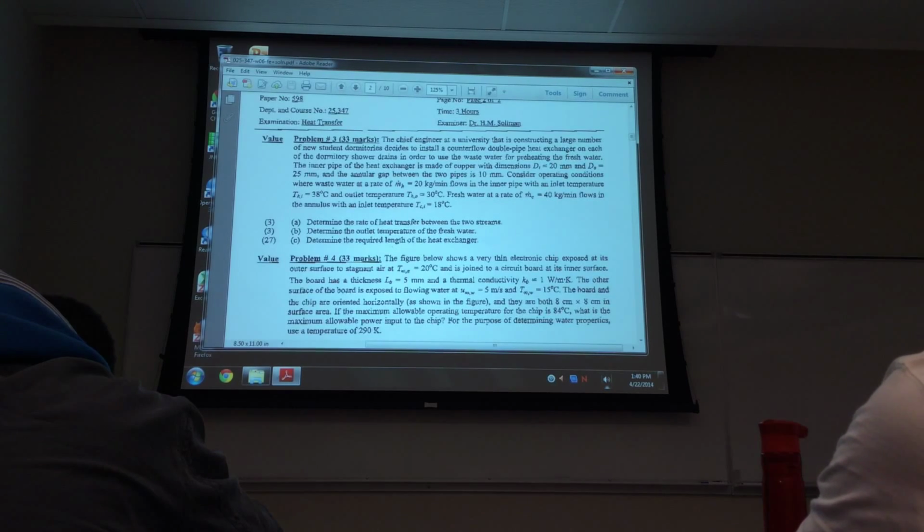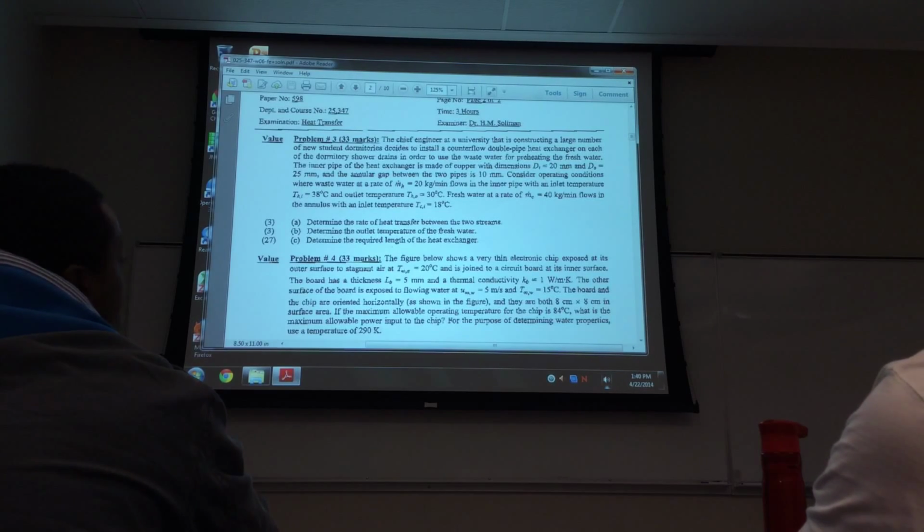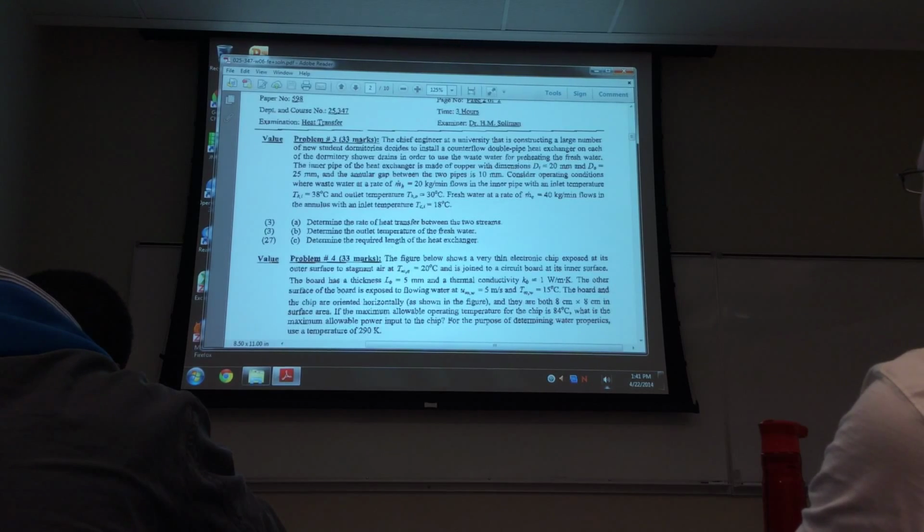Okay, so the required length. That's when you use U. Yeah, you need a U. So you got to find a U somehow because you got to get an NTU out of it. And then your area can be your surface area, temperature, length. So the bulk of it then is trying to find a U. Seems pretty straightforward. Maybe I'll ask the person who suggested it.